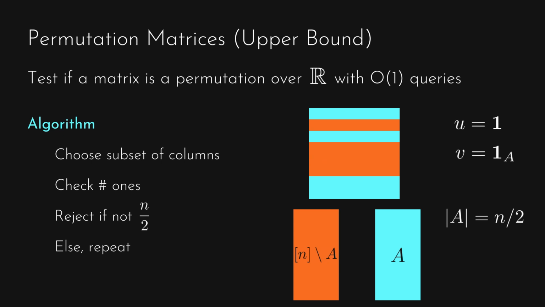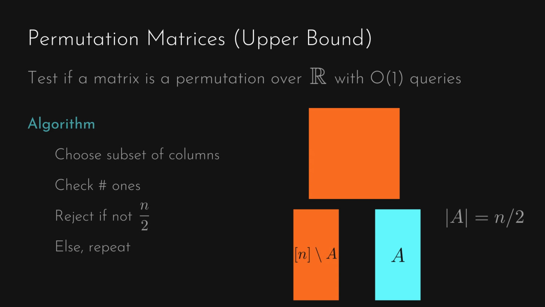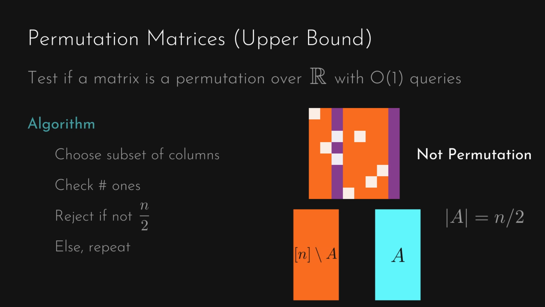So now, let's analyze the success probability. We just need to check the probability that we see something other than n/2 in one of the 2 queries. If this happens, we output that the matrix is not a permutation. The key property is that if the matrix is not a permutation, but it has exactly n ones in total, then there must be some row or some column with at least 2 1s, and another must be all zeros. By symmetry, let's say that it's columns. Otherwise, that's why we also do the query with rows instead of columns.